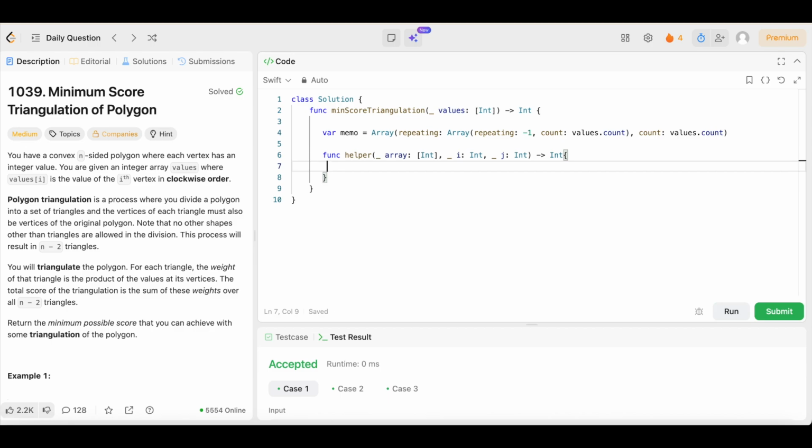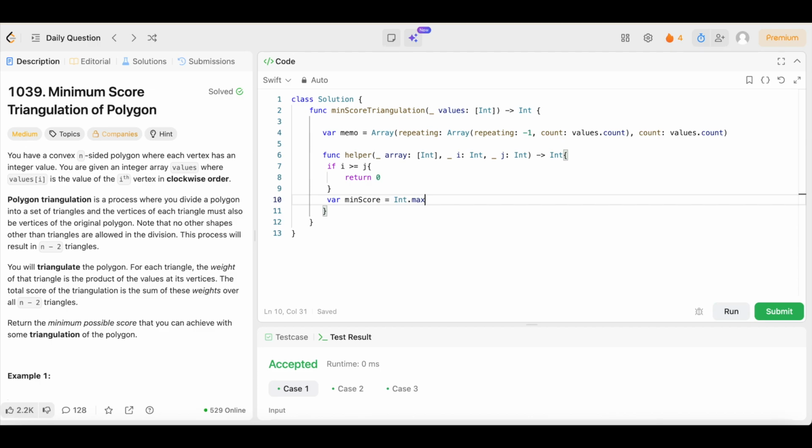If the sub-polygon has fewer than 2 edges, then that means no triangle can be formed, so the score is 0. So we're going to say if I is greater than or equal to J, we're going to open up the brackets and we're just going to return 0. Then we're going to start with the largest possible value so we can look for the minimum. So come underneath this if, we're going to create a variable called min score, and we're going to set that equal to int dot max. Once again, we're starting from the largest possible value so we can look for the minimum.